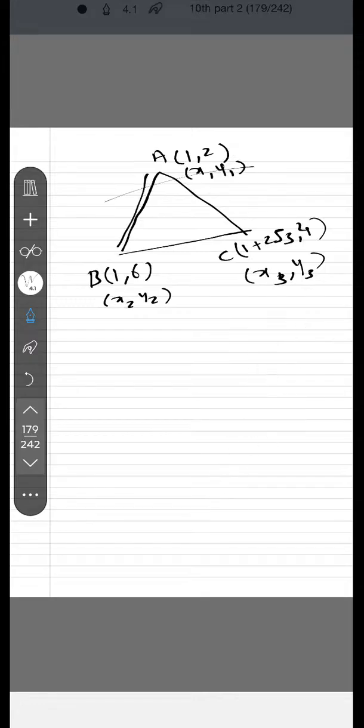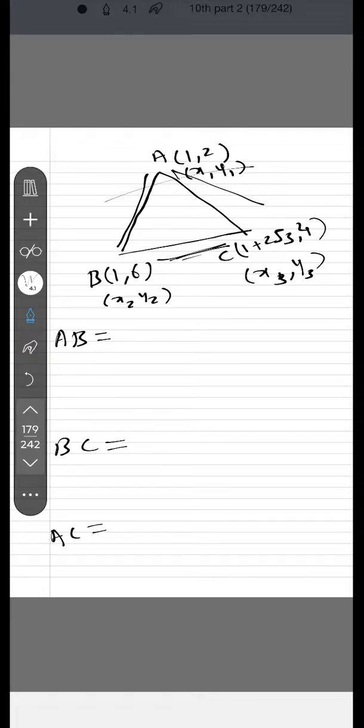Distance between these two points, distance between these two points, if it is equal, then it is an equilateral triangle, the question says. So here we will try to find out the answers. If all sides are equal, then first we are going to talk about AB, then BC, and then we are going to talk about AC.